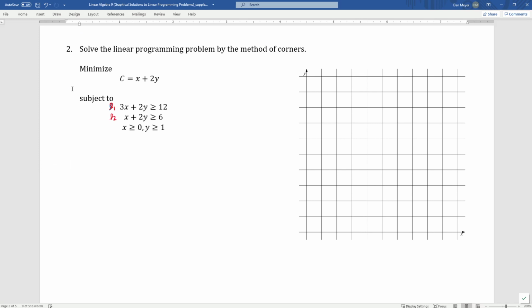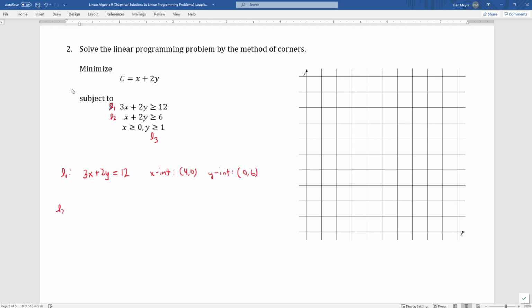Line 1 and line 2. And I guess this is line 3. It's the only other interesting one. So just to get a sense for what our scale should be here, line 1 would be 3x plus 2y is equal to 12. That has an x-intercept of 4 and a y-intercept of 6.